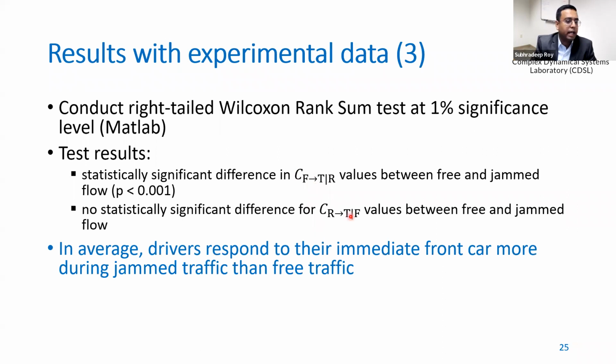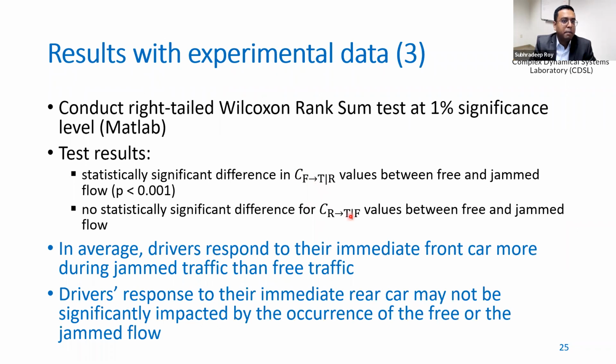So from here, what we can conclude is that drivers respond to their immediate front car more during jam traffic, because they need to respond as they have to go through the stop and go events, compared to free traffic when they can drive at their desired speed. Whereas they may not respond any differently to the rear car, and that's not sensitive to the free or the jammed flow.